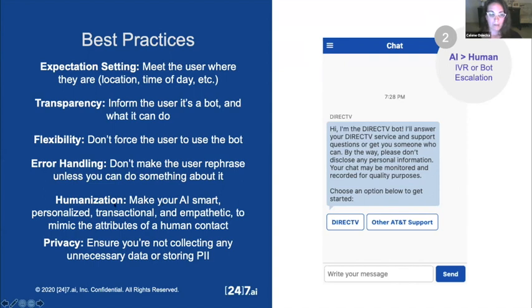Humanization, make your AI smart, personalized, transactional, and empathetic to mimic the attributes of a human contact, while not, again, replacing them, but try to mimic them as much as we can, but still knowing it's a bot. And then ensuring you're not collecting any PII or things like that as well too.